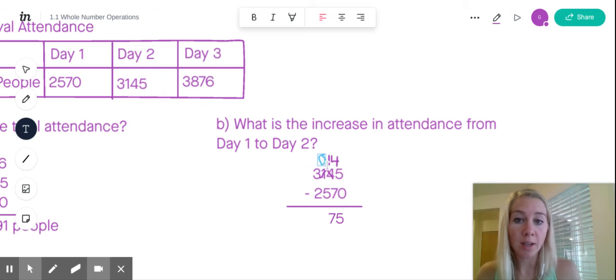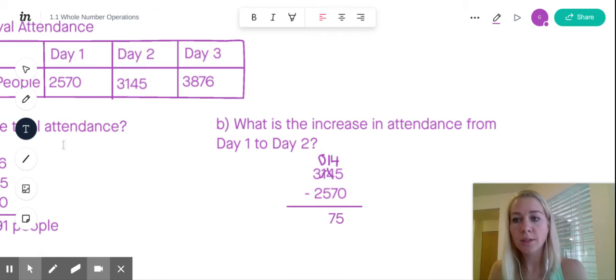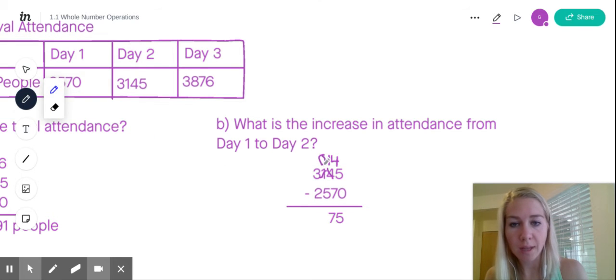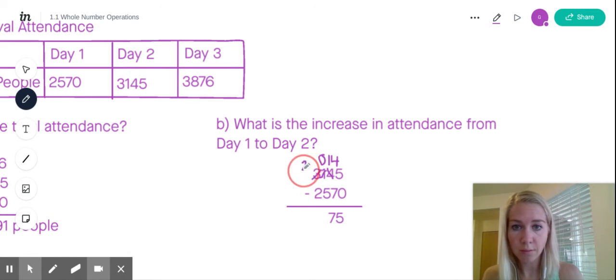Now let's look at what we've gotten in our hundreds. So now we have 0 minus 5. Can we have 0 things and take away 5? No, we can't. We need to borrow again. So this time we're going to borrow from the thousands. So we're going to borrow from this 3. So we're going to take a group of 10 away. So our 3 becomes a 2.